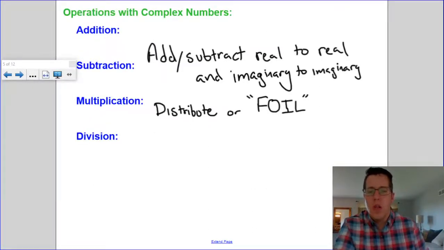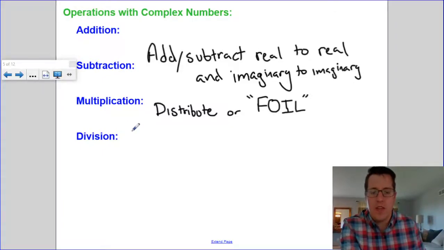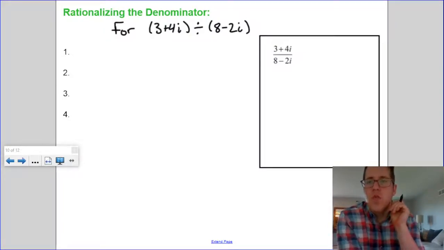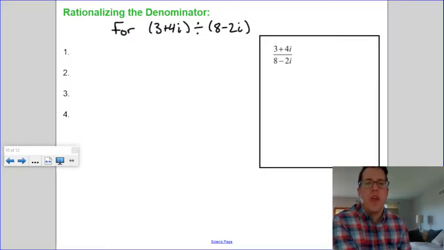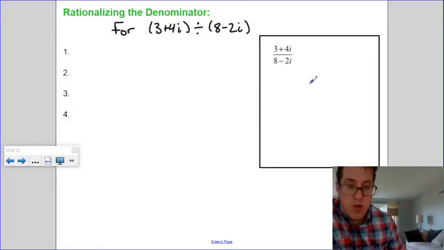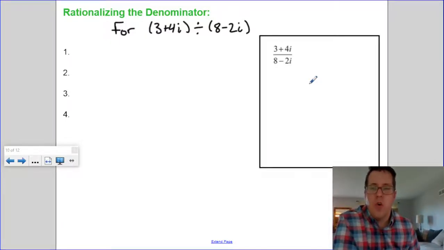Our last operation is division. And with division, we are going to treat this like rationalizing the denominator. So for example, if the problem that you were trying to do was 3 plus 4i divided by 8 minus 2i, you would think about this fraction and then rationalizing that denominator. Now, why isn't that denominator rationalized already? Well, it has an imaginary number in it, which after all is the square root of negative 1. So how can we get rid of it?